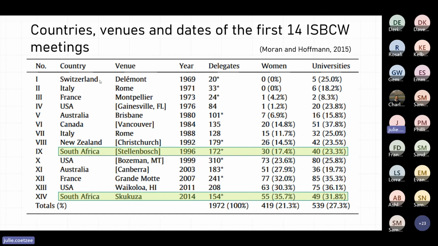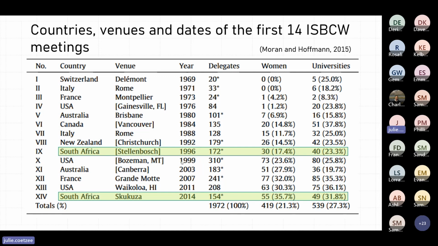And over time, these meetings spread to different countries throughout the world, Canada, Italy, New Zealand. And in 1996, the first meeting was held in Stellenbosch, and with quite a good turnout of 172 people. And I think that's largely because everybody wanted to go to Kruger Park on the post-symposium tour. I'm joking, because of the excellent organization and science in the country. And the proportion of women also increased to about 17%, but still very low.